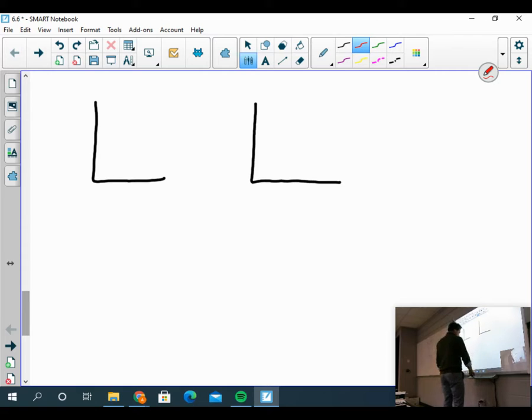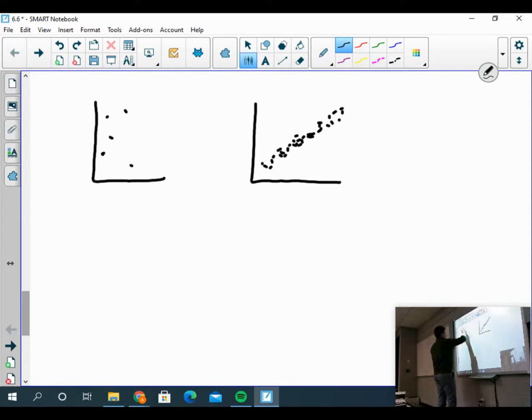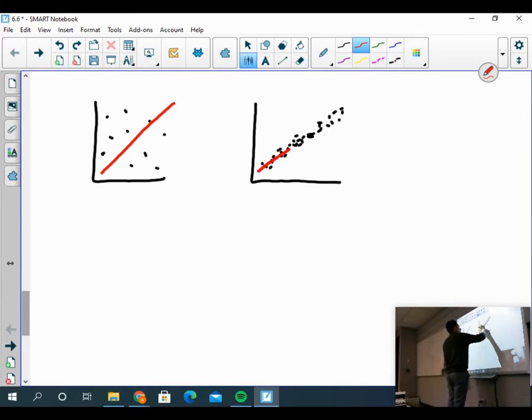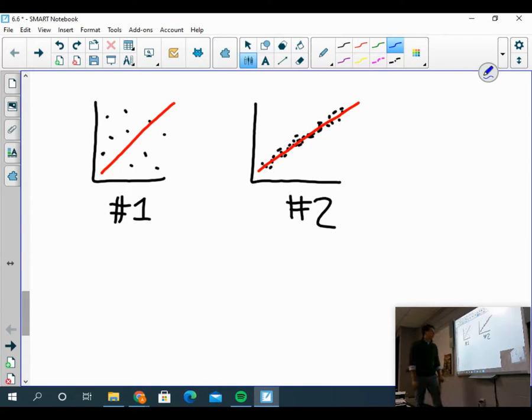If I have two scatter plots here, and I'll draw a trend line through them, which trend line is more accurately representing the data? Well, I hope you would probably tell me number 2 is. That red trend line's right smack in the middle of that data.